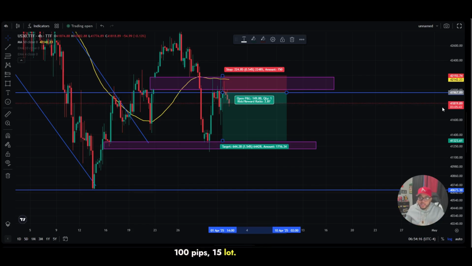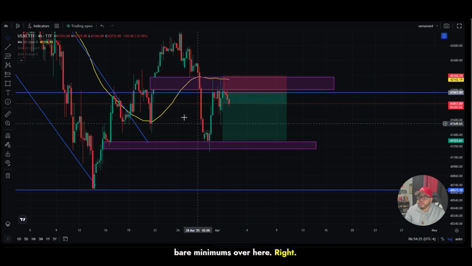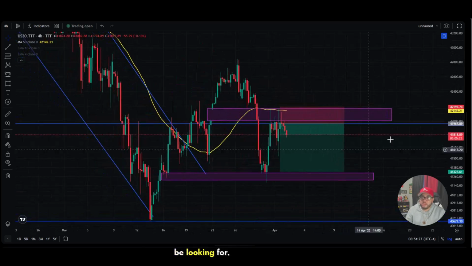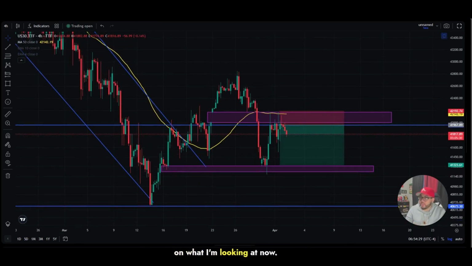100 pips, 15 lot, you're looking at about 1,500 in a day. You can literally stop trading for the rest of the week if you wanted to. Obviously, we don't trade for bare minimums over here, right? So this would be the setup that I'd be looking for, just to give you an idea of what I'm looking at.